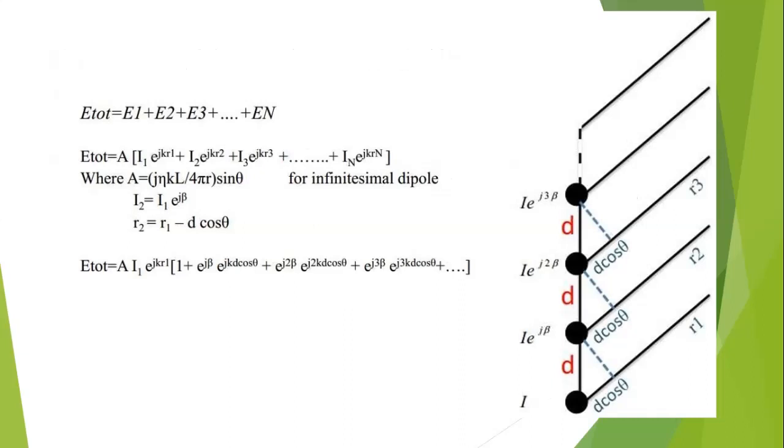Total electric field is A into I1 e to the power of j kr1 times (1 plus e to the power of j beta e to the power of j kd cos theta plus e to the power of j2 beta e to the power of j2 kd cos theta plus e to the power of j3 beta e to the power of j3 kd cos theta plus so on).